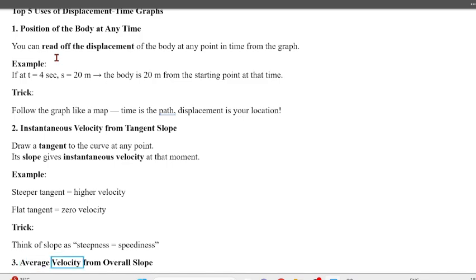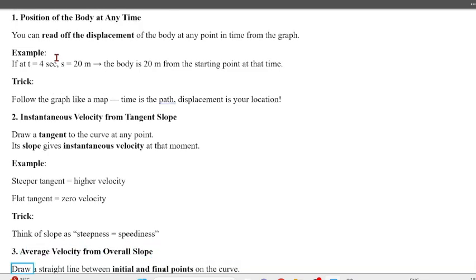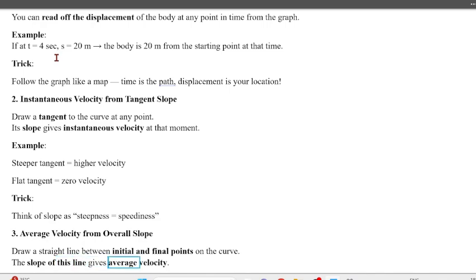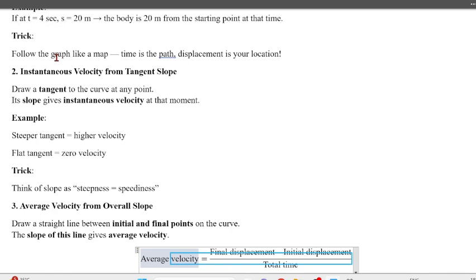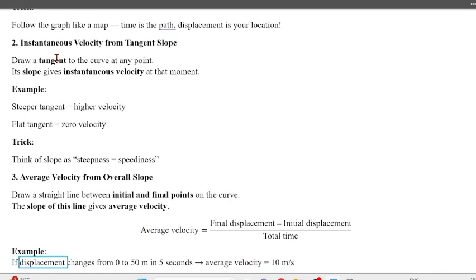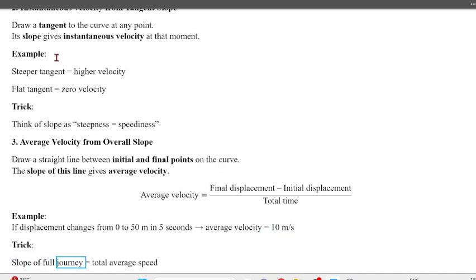3. Average velocity from overall slope. Draw a straight line between the initial and final points on the curve. The slope of this line gives the average velocity. Average velocity equals final displacement minus initial displacement, over total time. Example: if displacement changes from 0 to 50 m in 5 seconds, average velocity is 10 m/s. Trick: slope of the full journey is the average velocity.